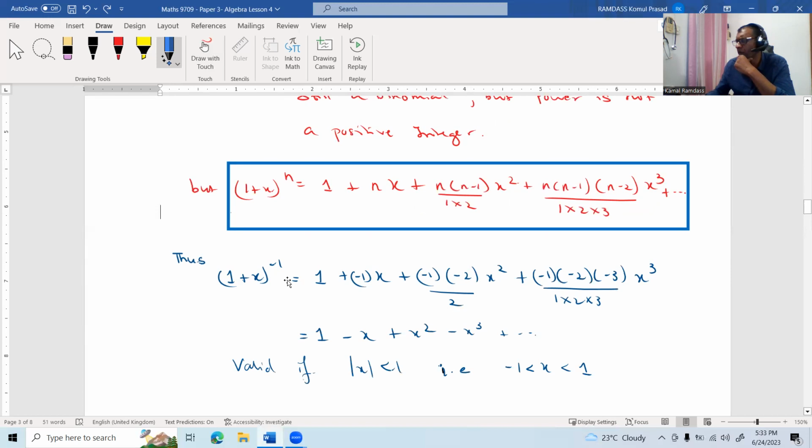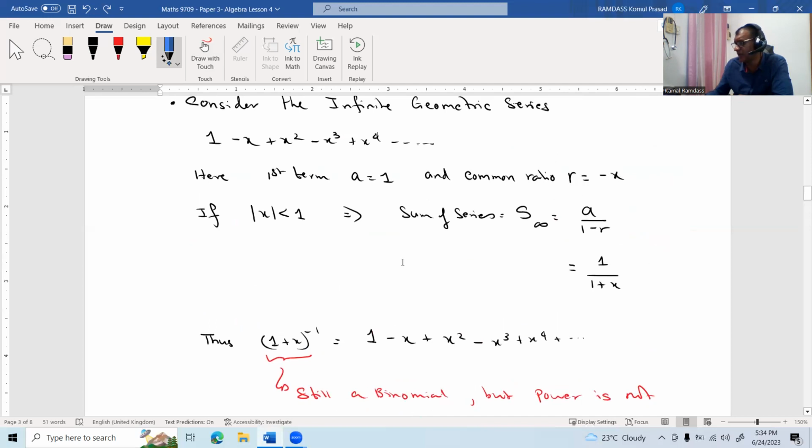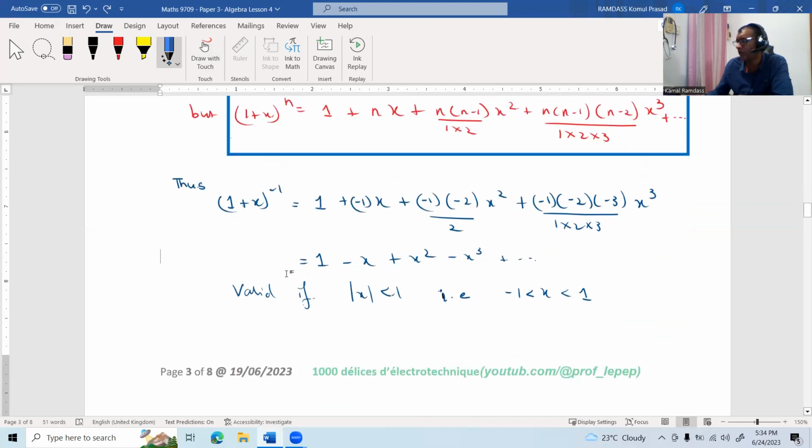1 plus x to the power of minus 1, c'est 1 plus minus 1 times x plus minus 1 times minus 2 times x squared divided by 2 plus minus 1 times minus 2 times minus 3 times x cubed divided by 1 times 2 times 3 divided by 6. Et finalement, on gagne 1 minus x plus x squared minus x cubed. Et il valide. The common ratio, nous disons common ratio is minus x and modulus less than 1. Il valide for modulus of x less than 1, that is x greater or equal to minus 1, less or equal to 1.